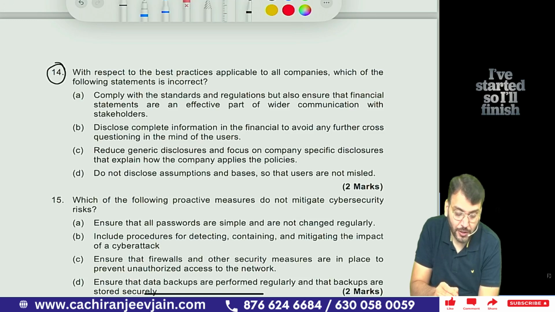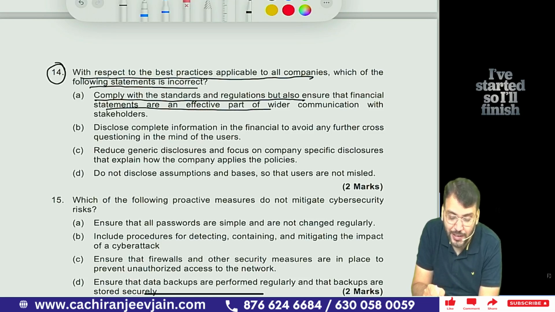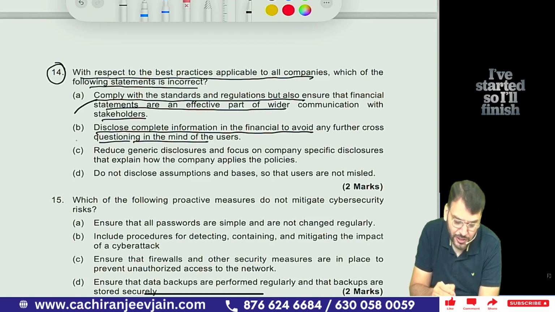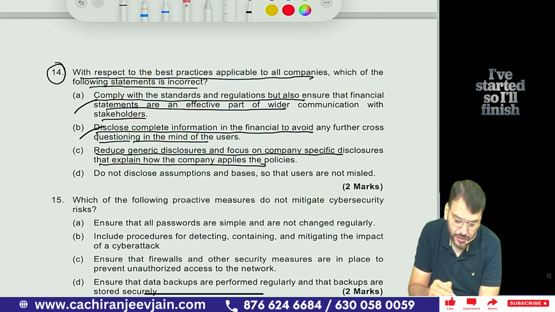Come to question 14. With respect to the best practice applicable to all companies, which of the following statements is incorrect? We need to find the incorrect statement. Comply with the standard and the regulation, but also ensure that financial statements are an effective part of wider communication with stakeholders. Correct only. This is not wrong. Disclose complete information in the financial statements to avoid any further cross questioning in the mind of the user. This is also correct. Reduce generic disclosure and focus on the company's specific disclosures that explain how the company applies the policy. This is also correct.